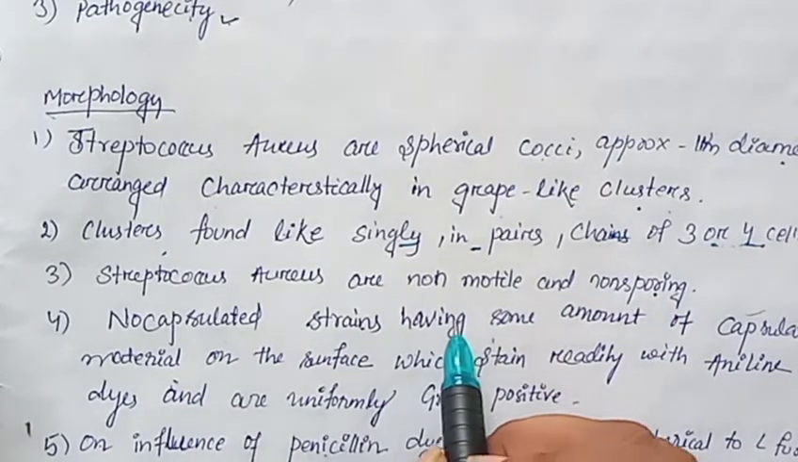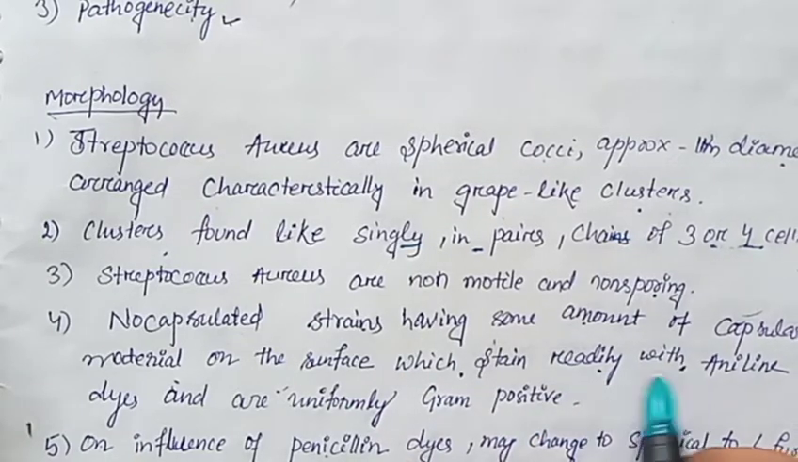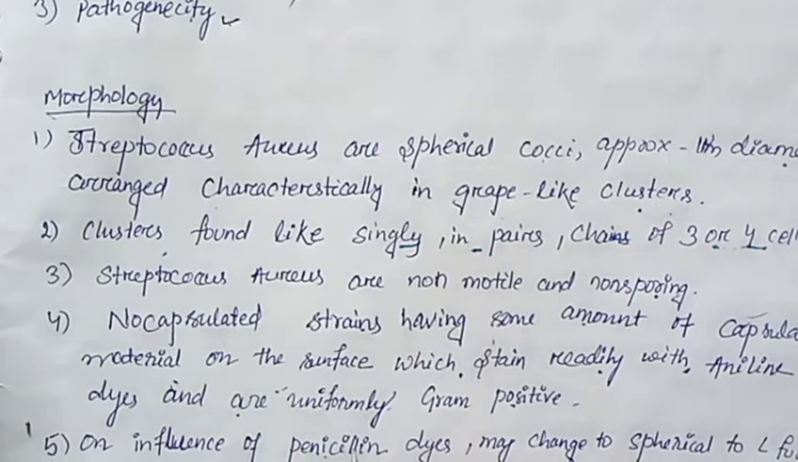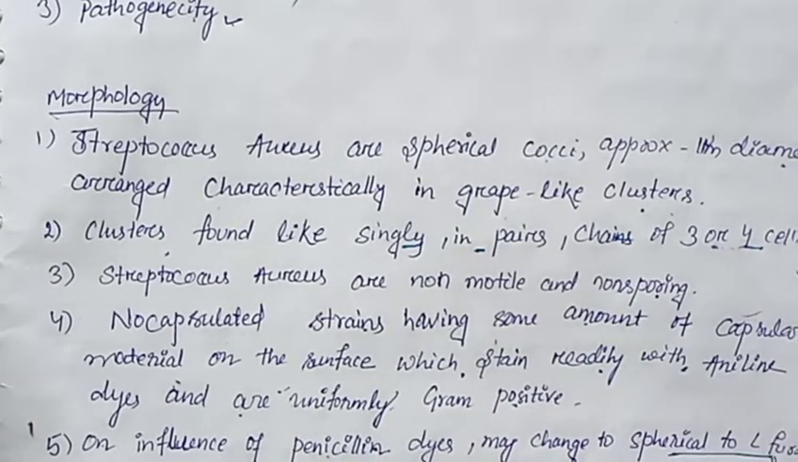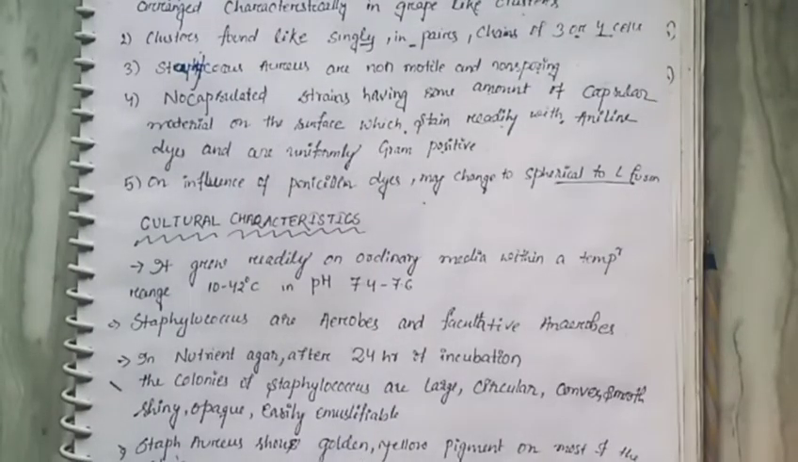Non-capsulated strains have some amount of capsular material on the surface, stain readily with aniline dye, and are uniformly gram-positive. Under the influence of penicillin, they may change from spherical to L form. Now we go towards the cultural characteristics of Staphylococcus.